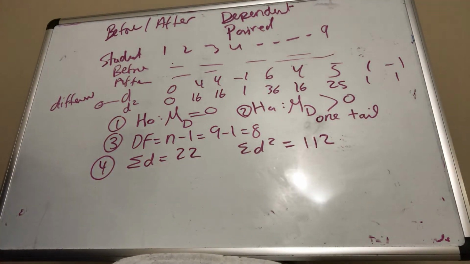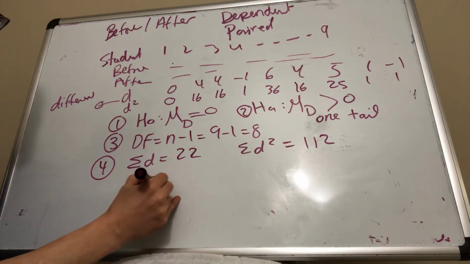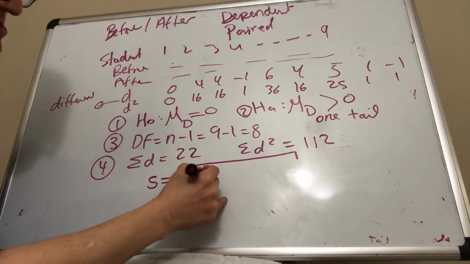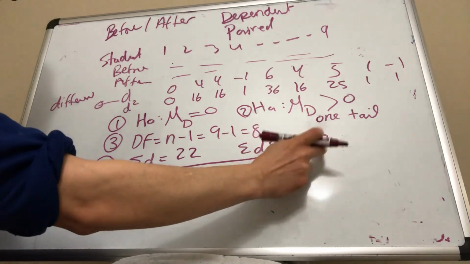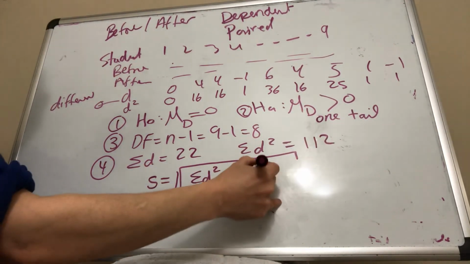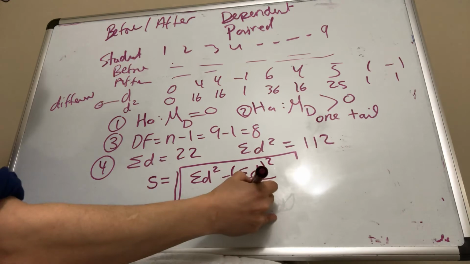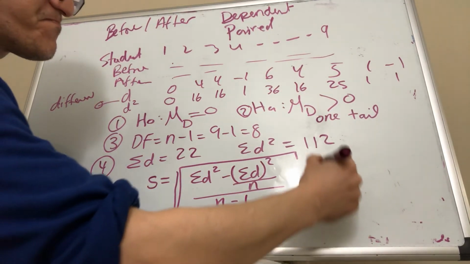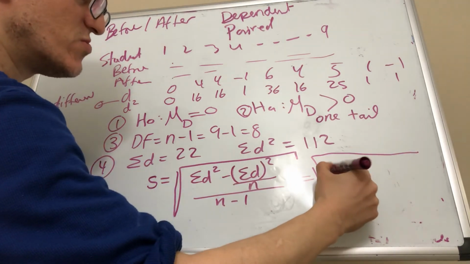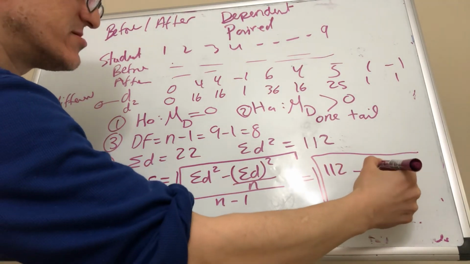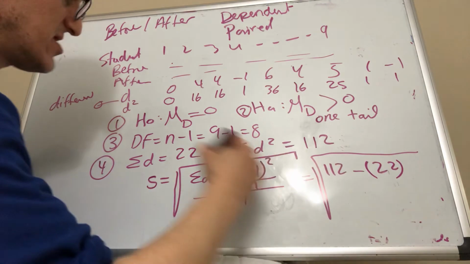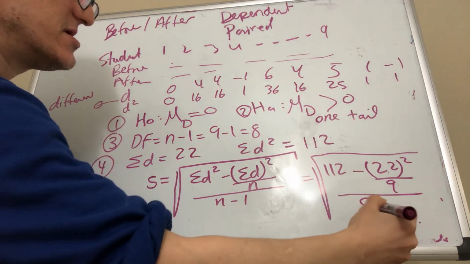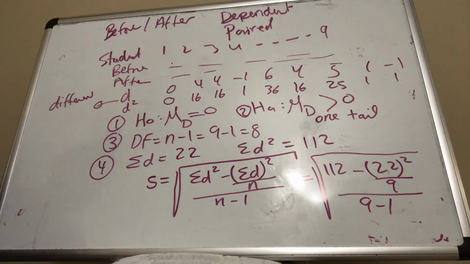They want you to find the standard deviation. Standard deviation in this case, you put everything in this formula. The sum of d squared minus the sum of d entirely squared over n, all over n minus 1. So 112, 22 for the sum of d. You square this. There are 9 numbers, and here 9 minus 1.